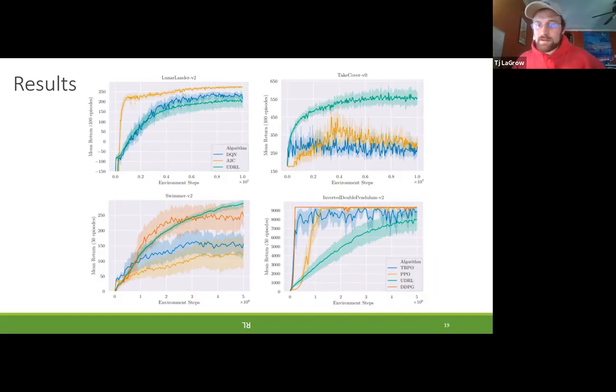To go over some of these results, on Lunar Lander, all the algorithms were successfully solving the task, reaching on average returns of over 200, which is the task goal. Upside down reinforcement learning is similar to DQN in this case, but both algorithms were behind A2C in sample complexity and final returns, which benefit from the use of multi-step returns. On take cover, upside down reinforcement learning outperforms both A2C and DQN comfortably.